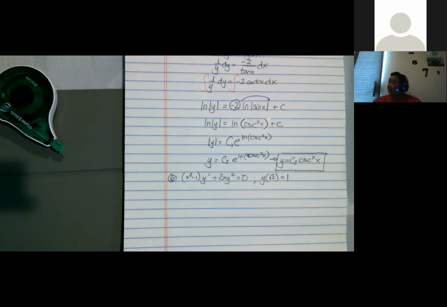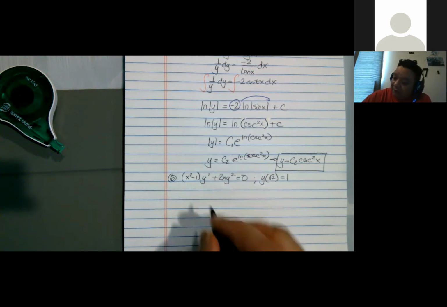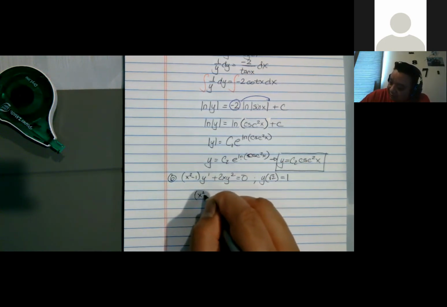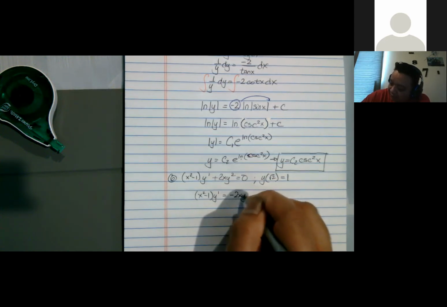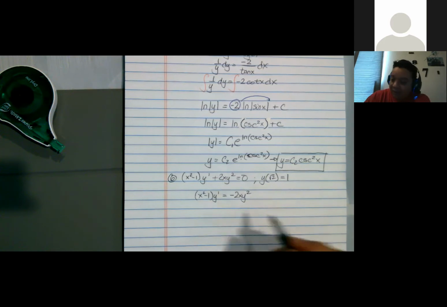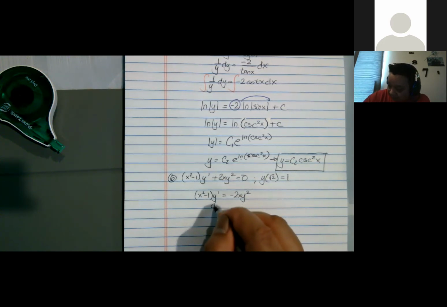All right, so I don't know if we're gonna have time to actually give you the time to work this out. So let's go ahead and work it out together. So first, I need to solve for y prime. So x squared minus 1 y prime is equal to a negative 2x y squared. Then divide this to both sides, and I'm going to write this as dy dx.